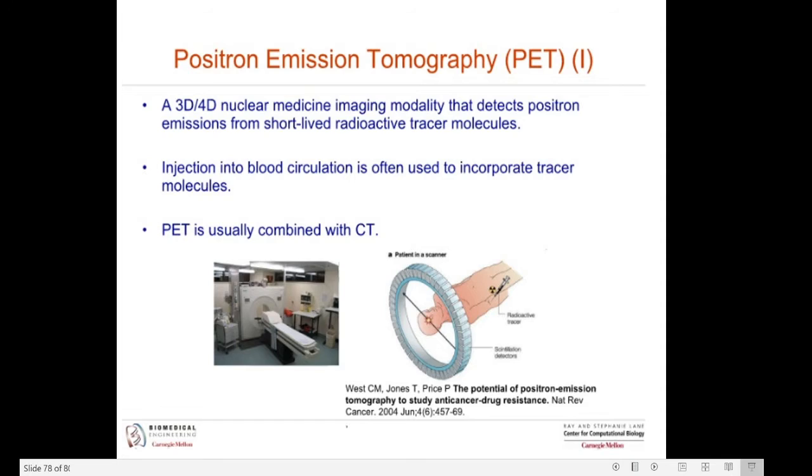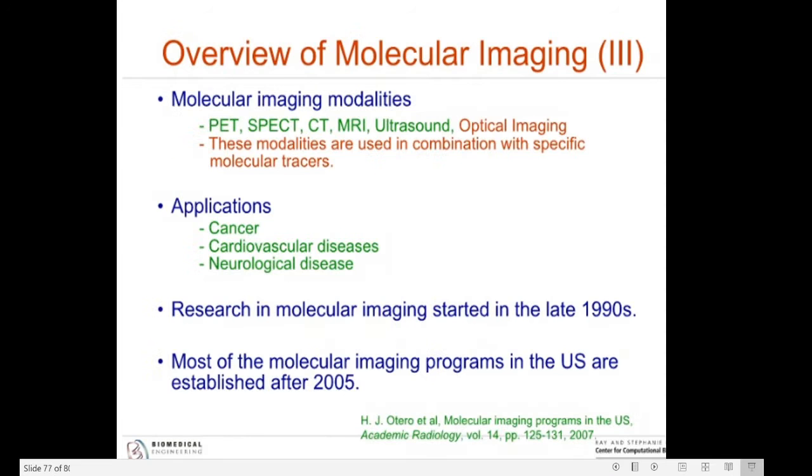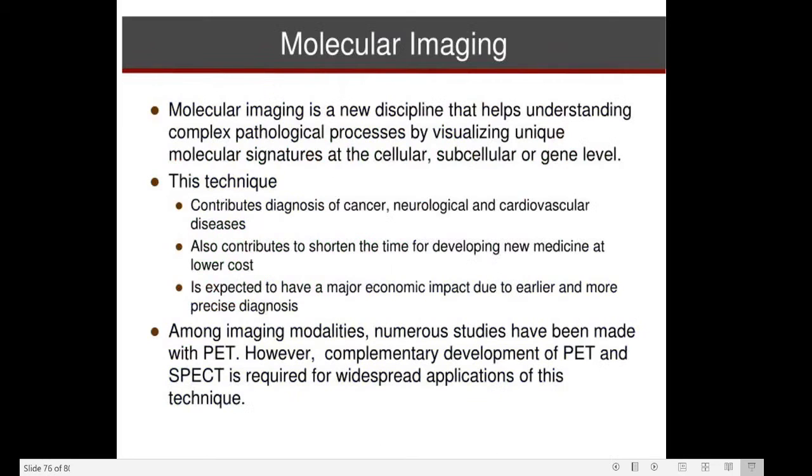Alpha, beta, gamma rays are differentiated based on penetration. Beta and gamma are penetrating, and gamma is very penetrating. Here they use gamma radiation isotopes. It helps us understand the image of the organs.